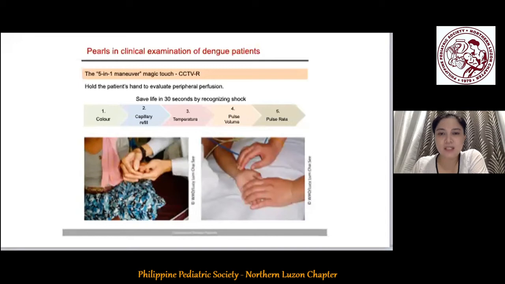So holding the patient's hand to evaluate the peripheral perfusion in less than 30 seconds can help you to assess the peripheral perfusion. You can know immediately if it is normal or reduced.